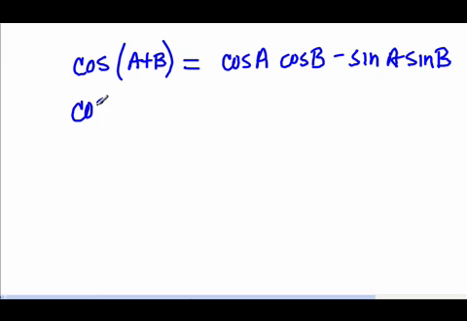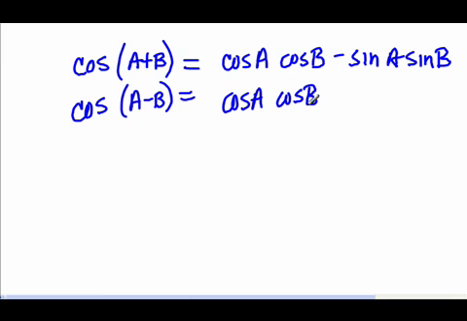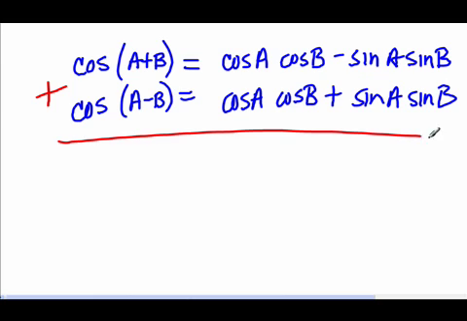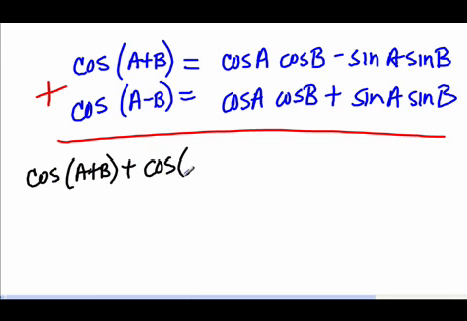And if we also take the cosine of a difference, which is cosine a, cosine b, plus sine a, sine b, take those two identities separately and add them together. Meaning we're going to add left hand side together, we're going to add right hand side together. On the left hand side, we get cosine a plus b plus cosine a minus b.